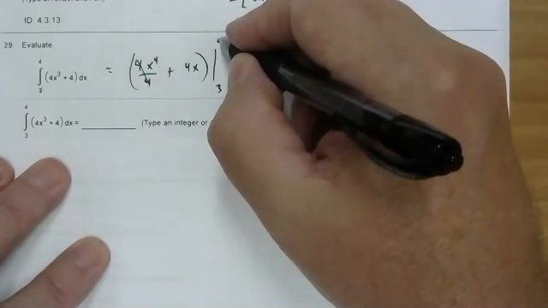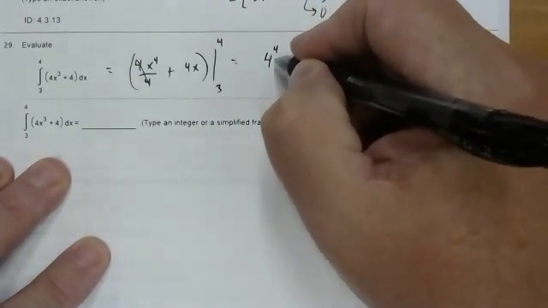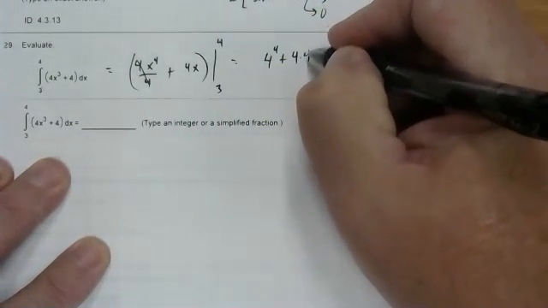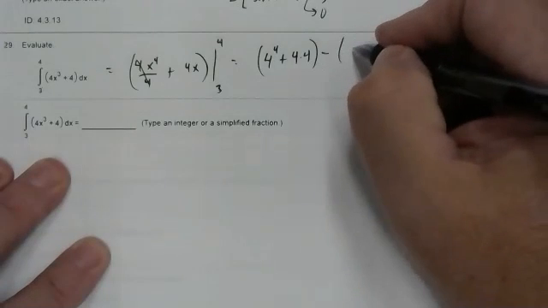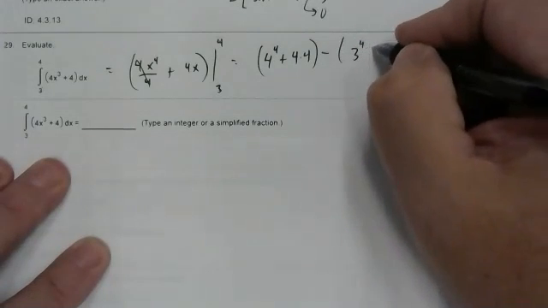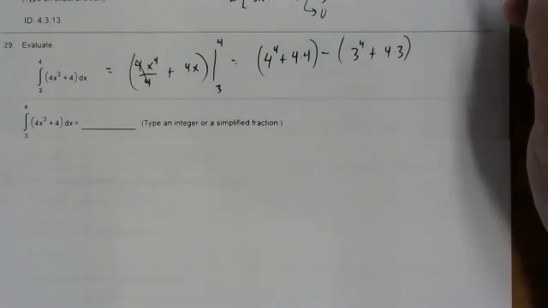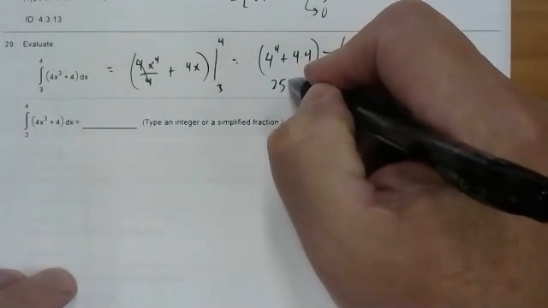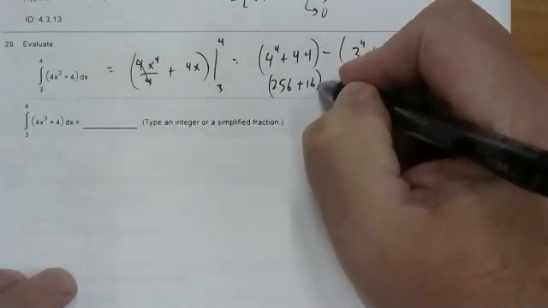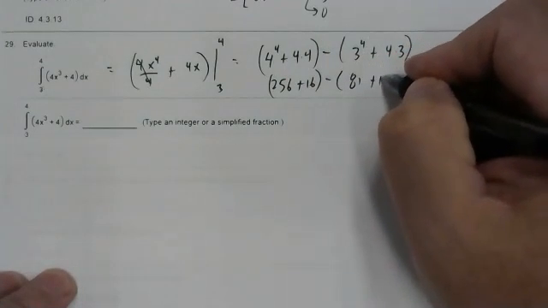So I plug in first, plug in 4 for all my x's. 4 to the 4th plus 4 times 4. Subtract, now I plug in 3 for all my x's. 3 to the 4th plus 4 times 3. 4 to the 4th is a pretty big number, I think. Not that big. 256 plus 16 minus 3 to the 4th, 9, 27, 81, plus 12.